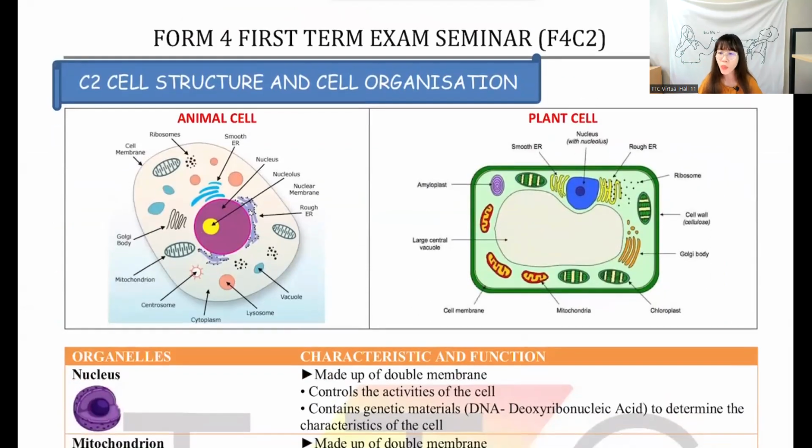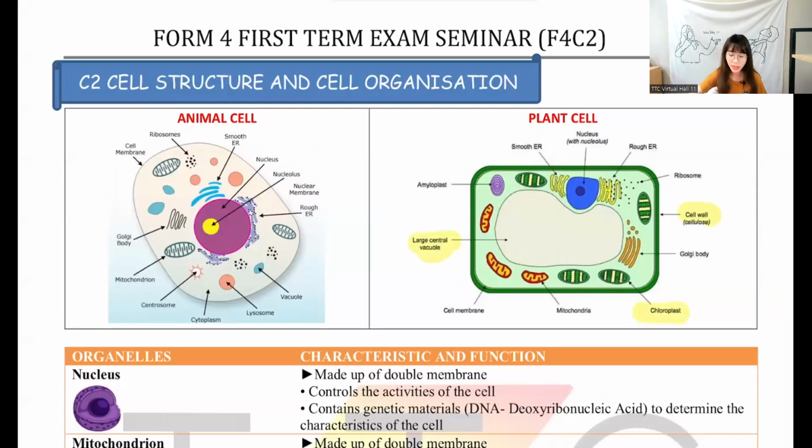Now, first of all, we have to know what is animal cell and plant cell. The differences between animal cell and plant cell is very easy. What are the things that can only be found in plant cell? We have, correct, chloroplast, cell wall, and also the large vacuole. Very good. We have cell wall, chloroplast, and then the large vacuole, right?